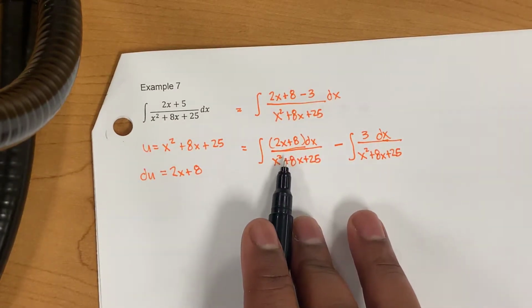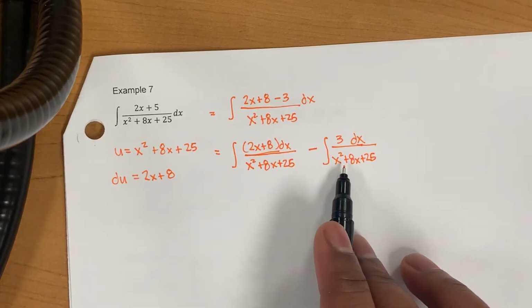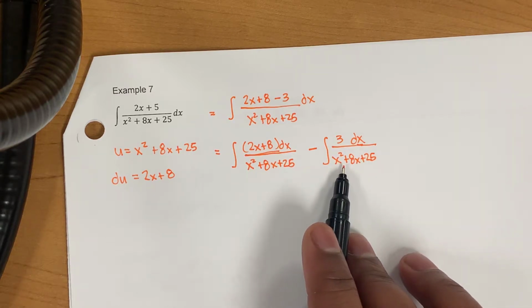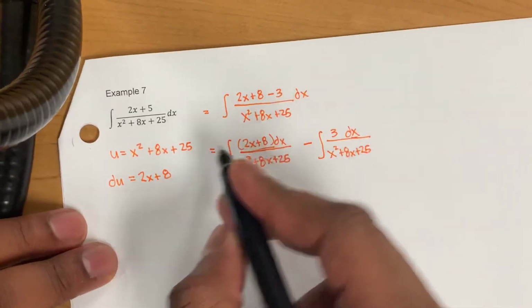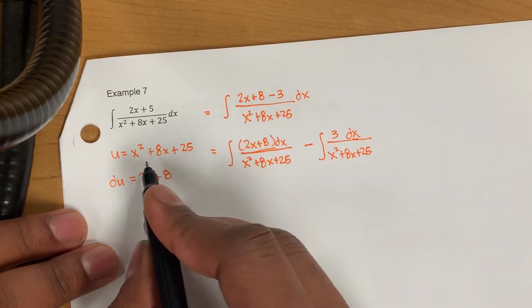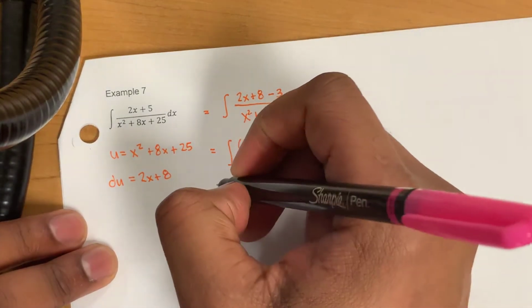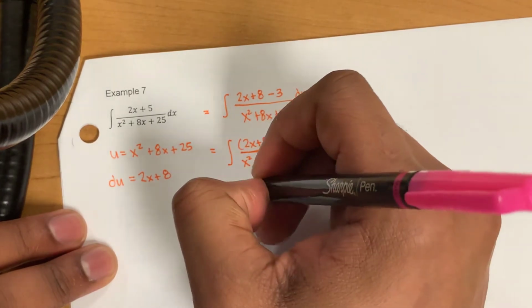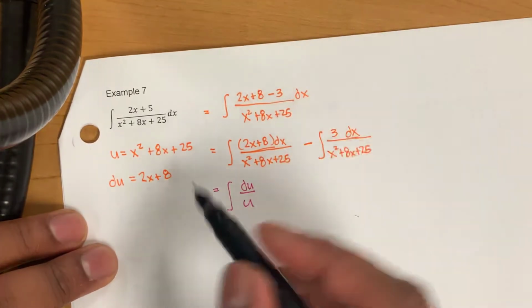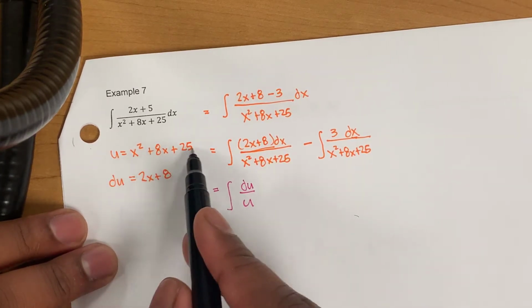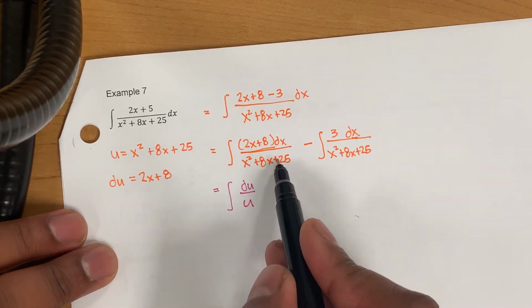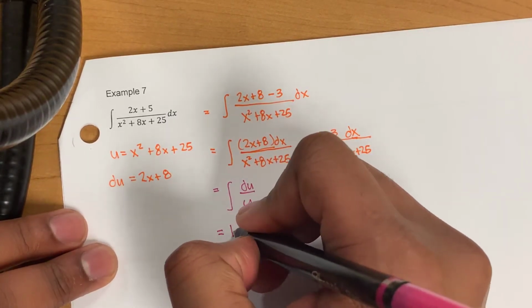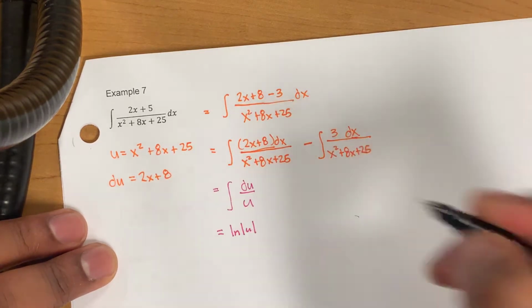So this one's going to work by using u substitution. This one, we're going to do completing the square to get it in the form for inverse tangent. So we already know that the first integral is in the form of du over u. And that's because u is x squared plus 8x plus 25, and du is 2x plus 8. So immediately, we know that's the ln of the absolute value of u.